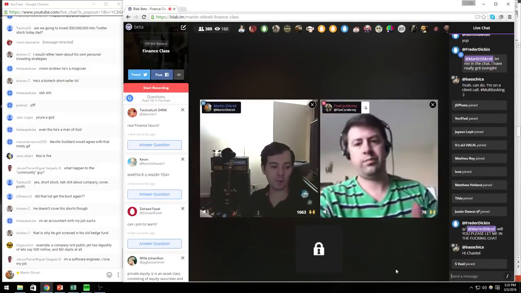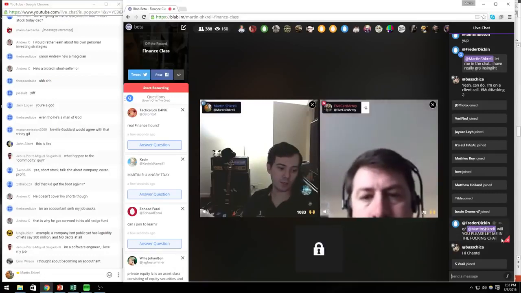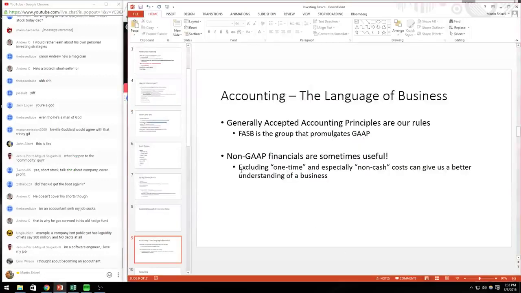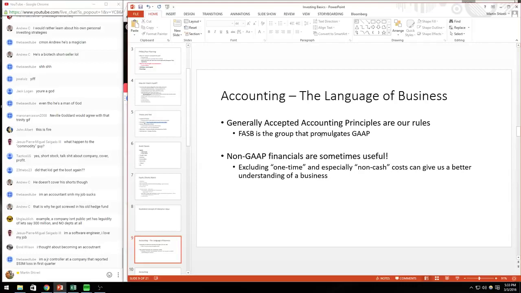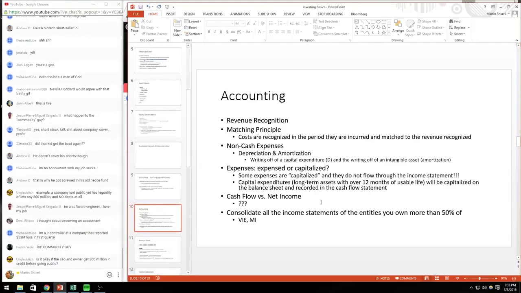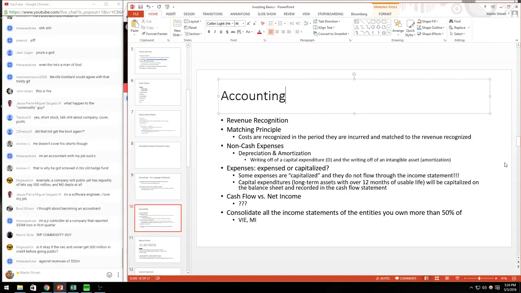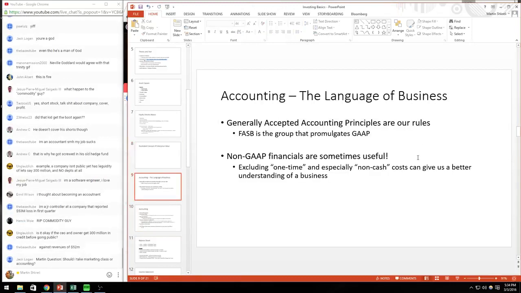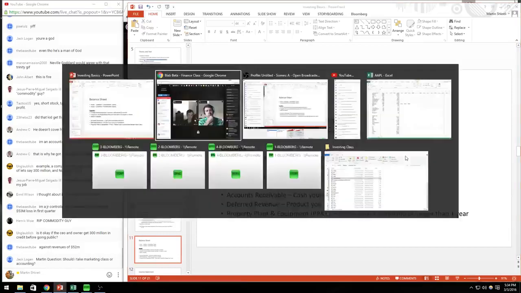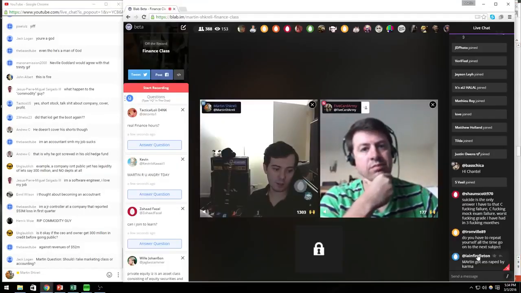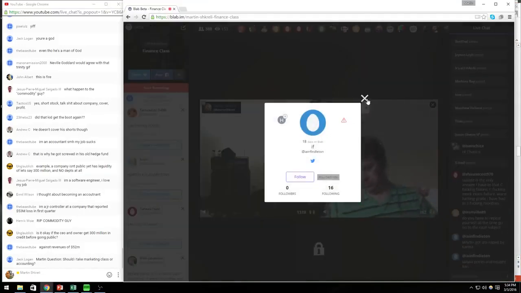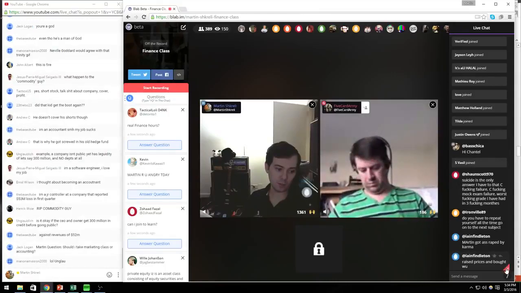So we spent some time on GAAP and FASB and some of those rules. There's some more notes in the PowerPoint on accounting as well, on expenses and non-cash expenses and things like that. We talked a little bit about non-GAAP accounting and how it can be useful sometimes. We spent some time on the balance sheet and the income statement, and we're going to continue to do that.